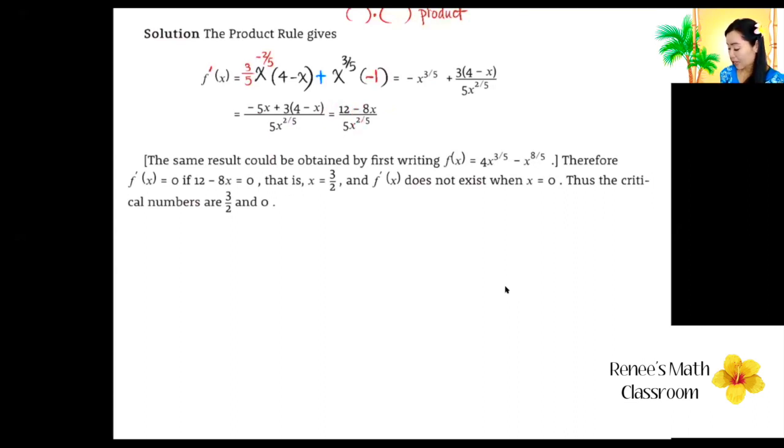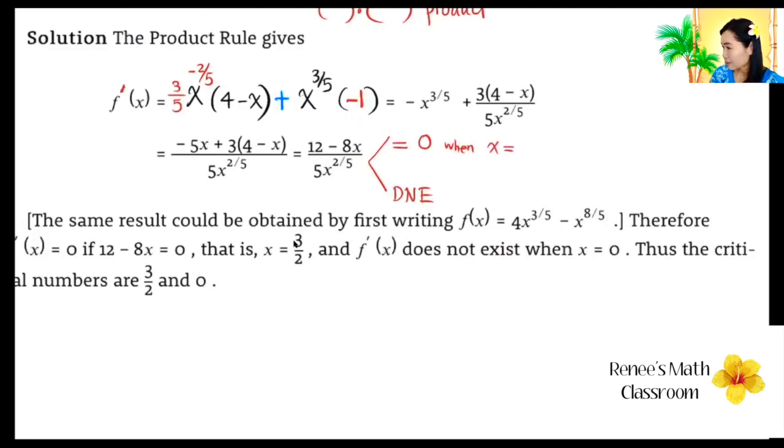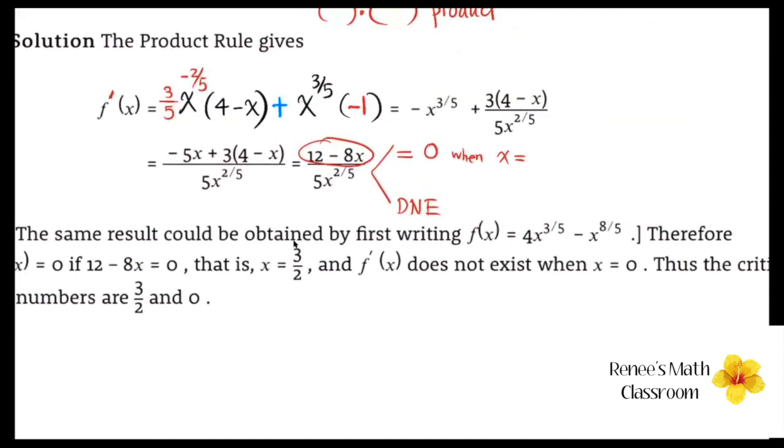Now, after you differentiate that, you're going to set this equal to 0. We're trying to find critical numbers, right? We set the derivative equal to 0 or find out when the derivative does not exist. This equals 0 only when the numerator equals 0 and the denominator does not equal 0. When will the numerator equal 0? When x equals 1.5, which is 3/2. Good.